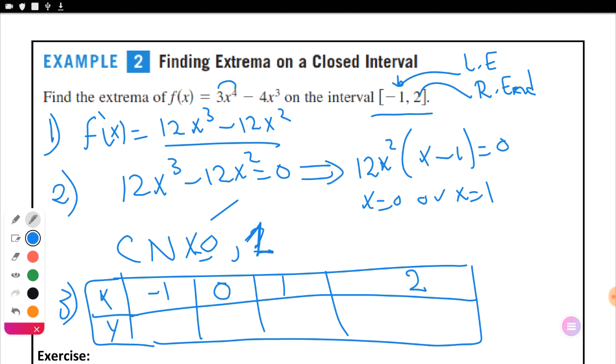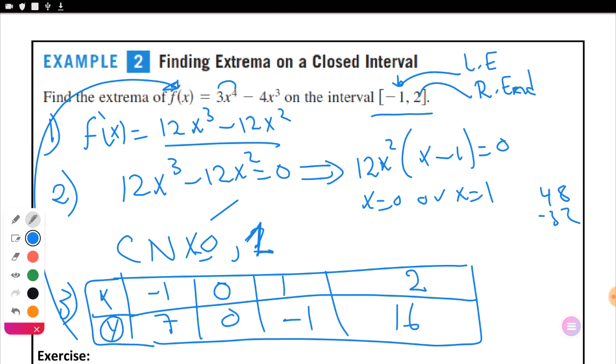Then substitute. Since I'm talking about y, I substitute in the original function. If I substitute at -1, it will be 7. At 0, it will be 0. At 1, it will be -1. At 2, 48 minus 32, it will be 16. That is the third step.